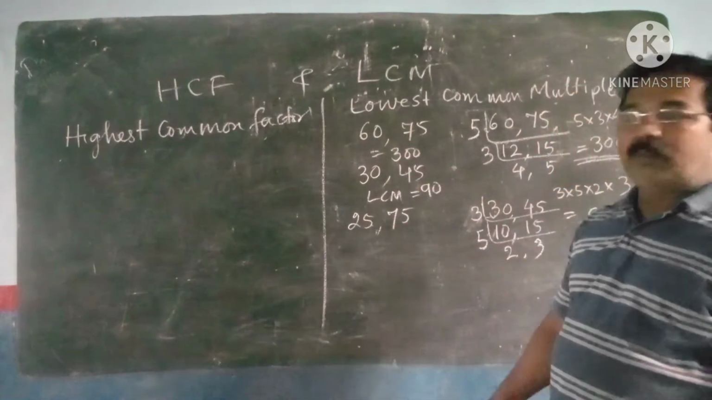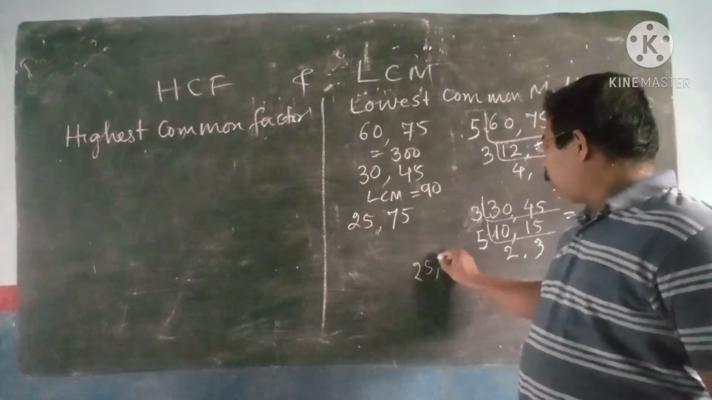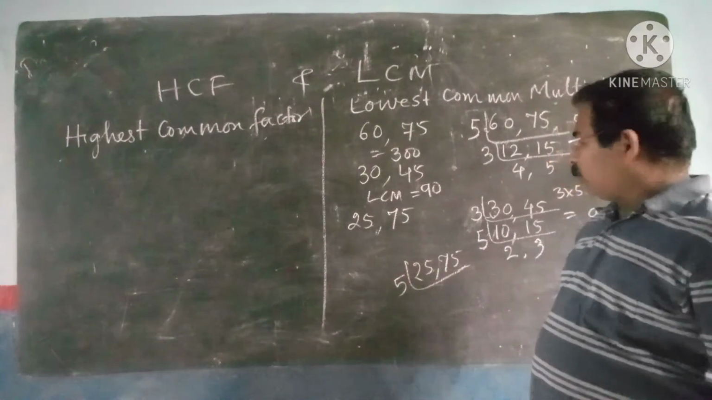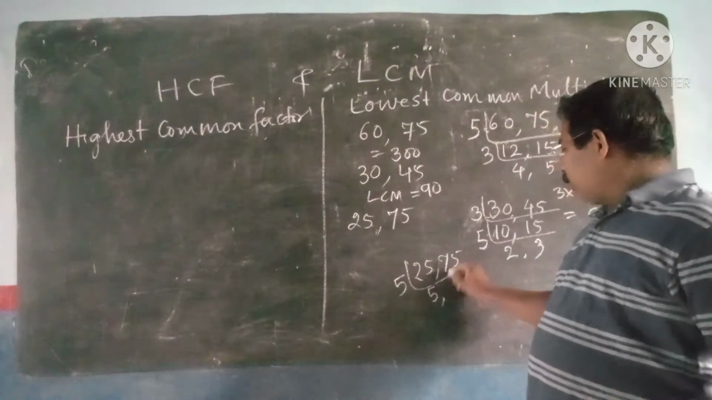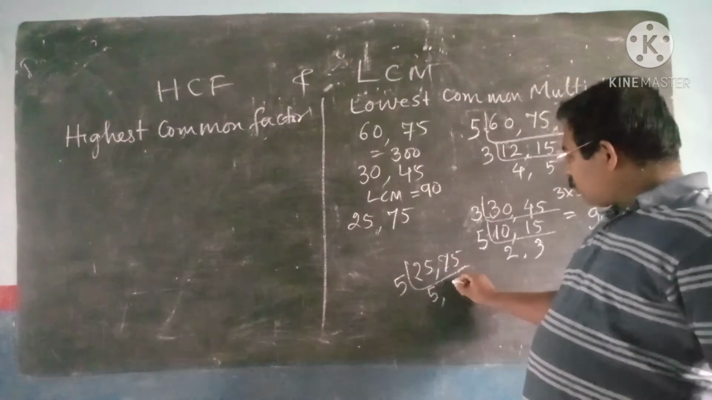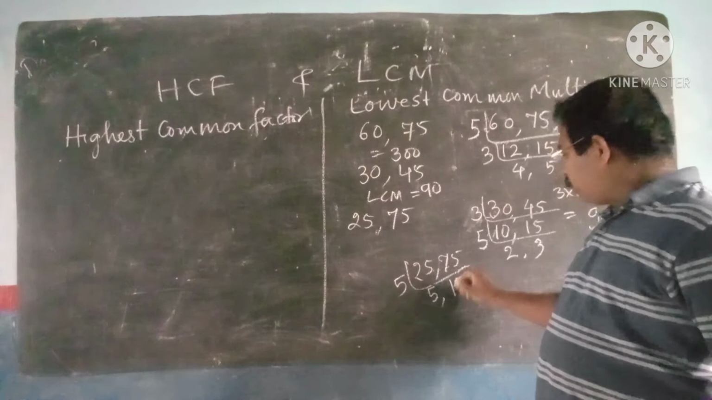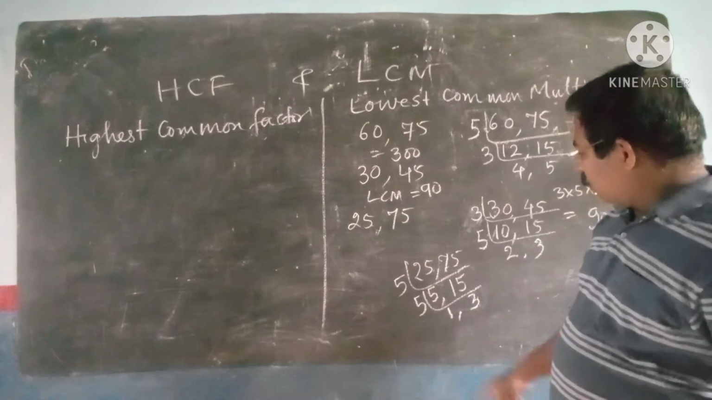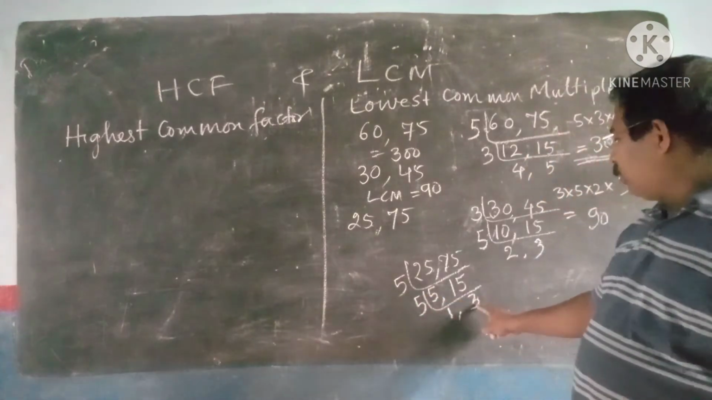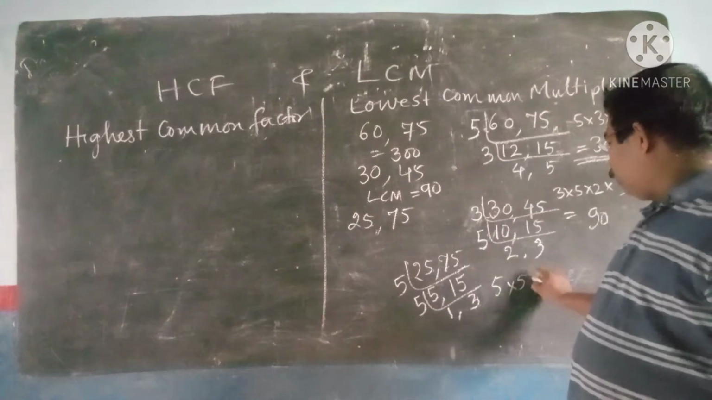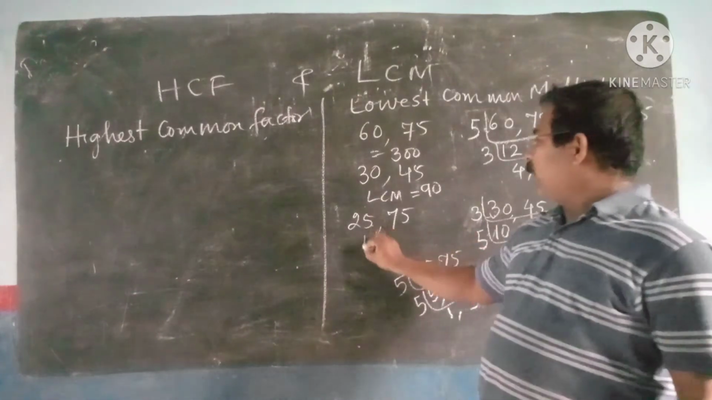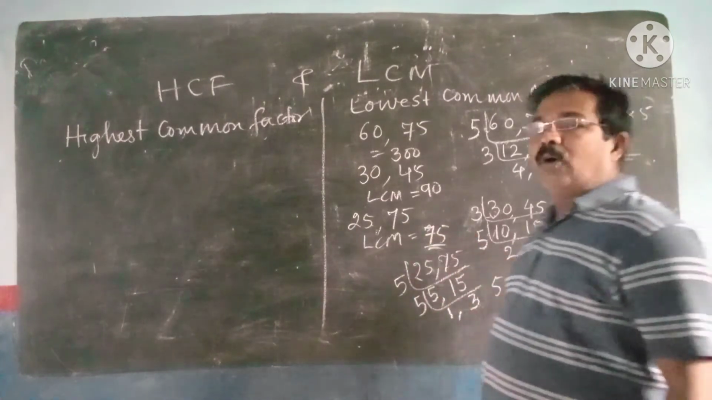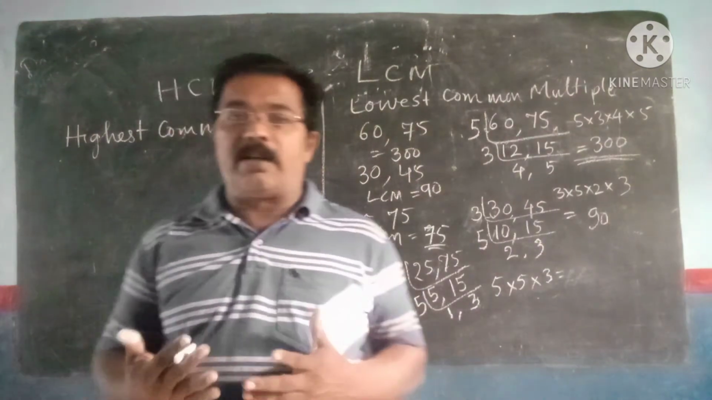Now let us see one more example, 25 and 75. The common factor is 5, by which we can divide both of these numbers. 5, 5, and 15. So again with 5: 1, 3. Now we multiply 5 into 5 into 3, and the LCM is 75. Now it is very easy to understand what LCM is.